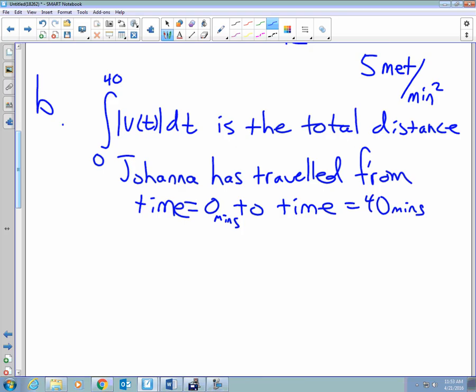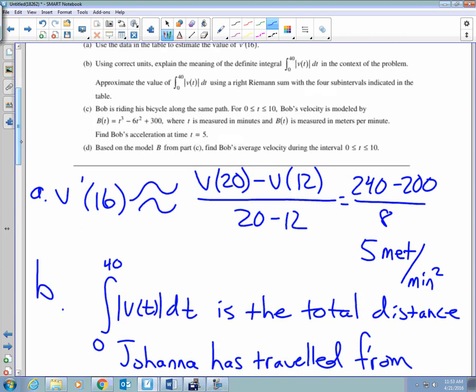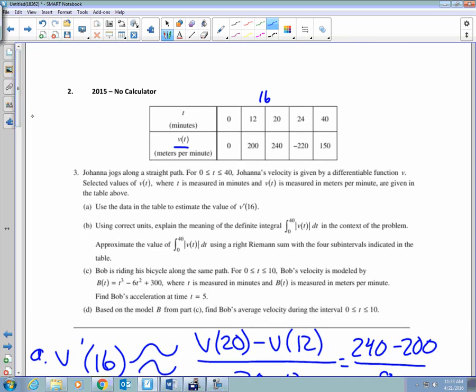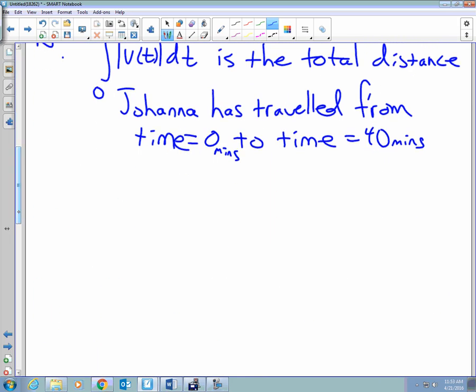Okay? The second part of the question is to approximate the value of that integral by using right Riemann sums with 4 subintervals. So as I look at the table, I want to create 4 intervals. 1, 2, 3, 4. How do you find the area of rectangles? Base times the height. What's the base of the first rectangle? 12 times what is the height?